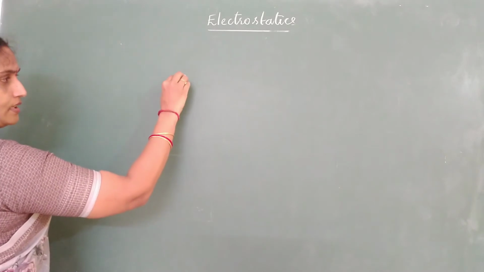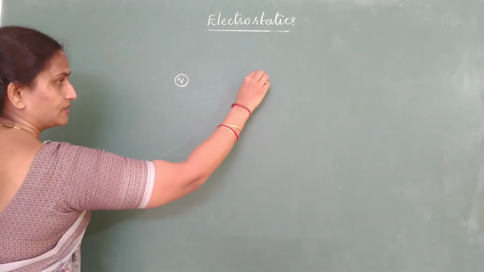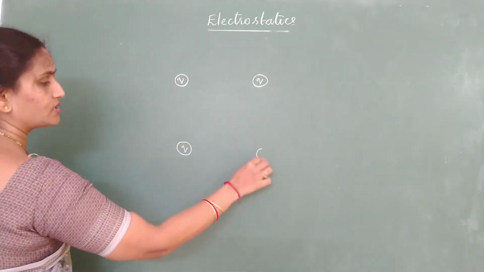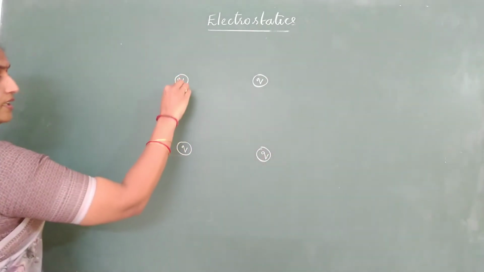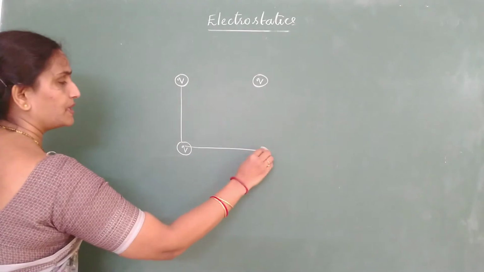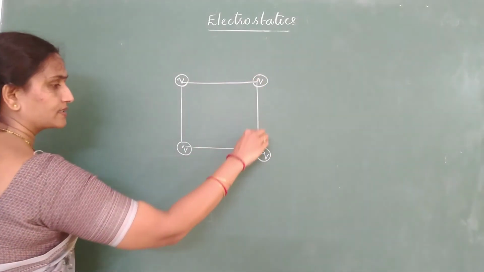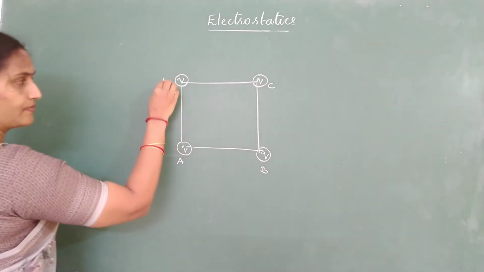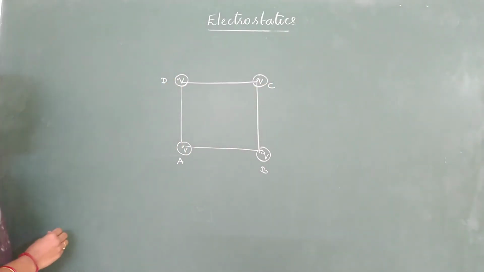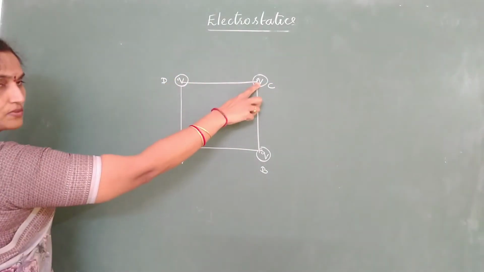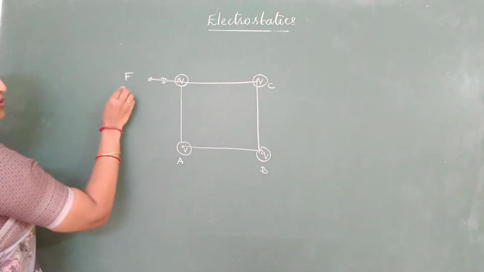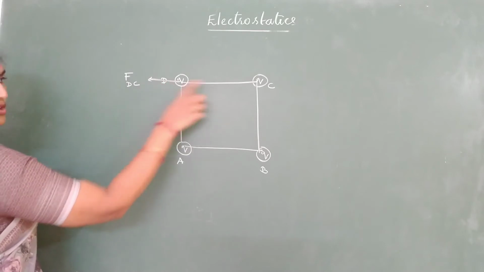Okay, now for 4 point charges, if I take the charges as all positive and Q at the vertices of a square, what is the net force experienced by the charge at a vertex? If I name this as A, B, C and D, let's find the net force on D. D is going to experience 3 forces: force on D due to C.